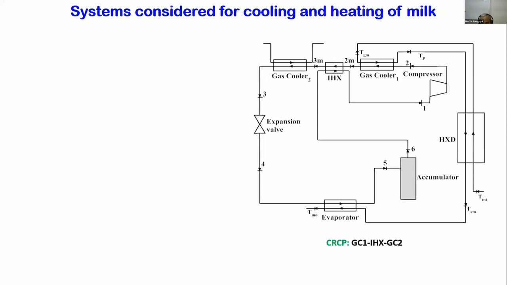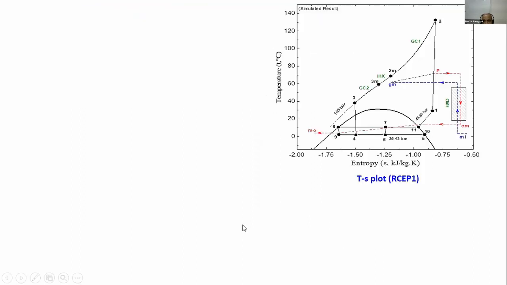So we did not go for more complicated systems for analysis. So these are the 4 cycles which we have analyzed for simultaneous cooling and heating of milk applications. And if you consider the first cycle, that is RCEP1, this is the typical TS diagram.